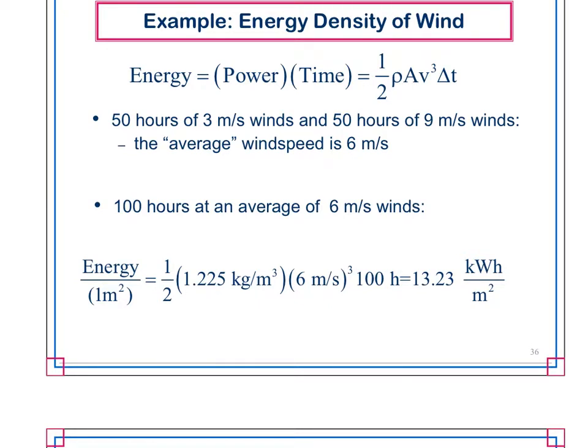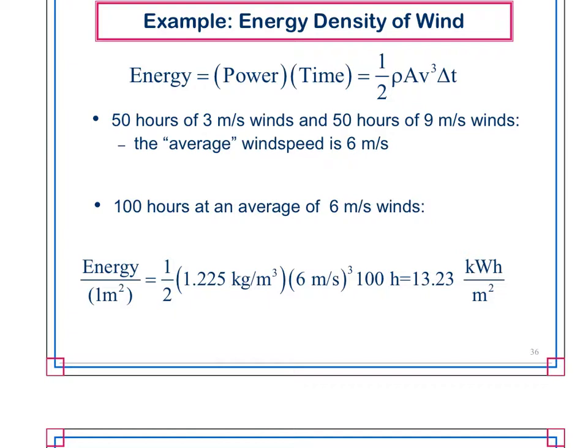So here's another example for comparison purposes. We want to compare 50 hours at 3 meters per second and 50 hours at 9 meters per second. My average wind speed, right, 50 at 3 and 50 at 9, would be 6. And then compare that to 100 hours at 6 meters per second. Which one do you think would have more power? Would it be the first or the second? They both have 6 meters per second, or would they be the same?